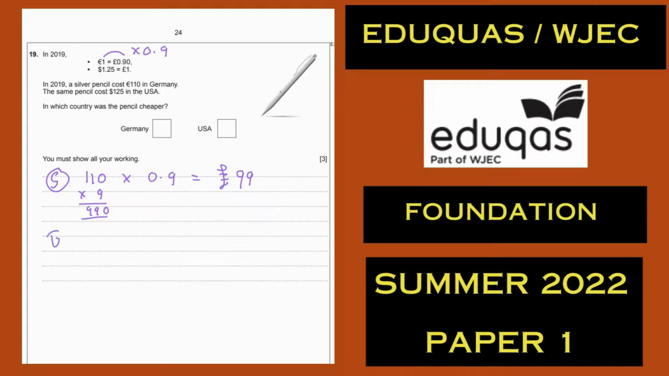Let's go on to USA. To go from dollars to pounds, we are dividing by 1.25. Now that might send shockwaves and make you go, oh, how do I do that without a calculator? Come on, folks, look at the number they've given you. 125 divided by 1.25. Hopefully you can tell that it's just 100 times bigger. So the USA price would be £100 when it's converted.